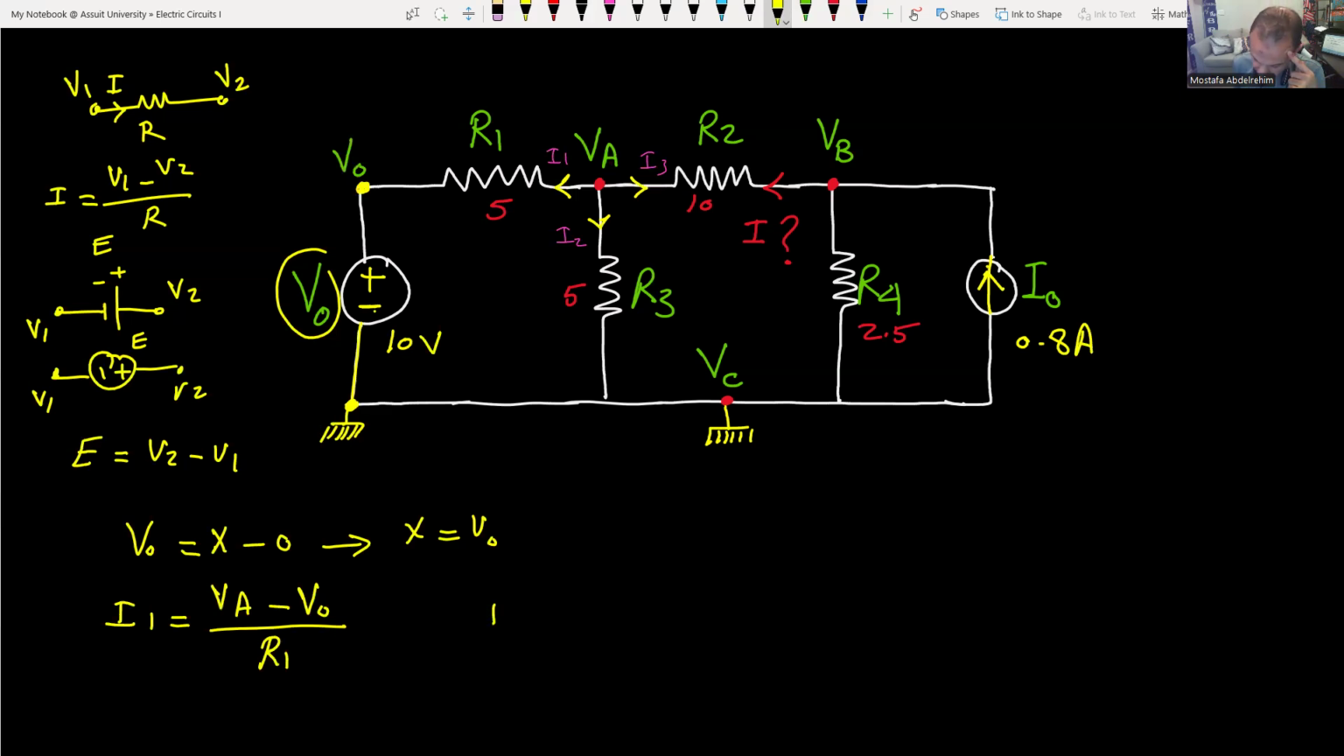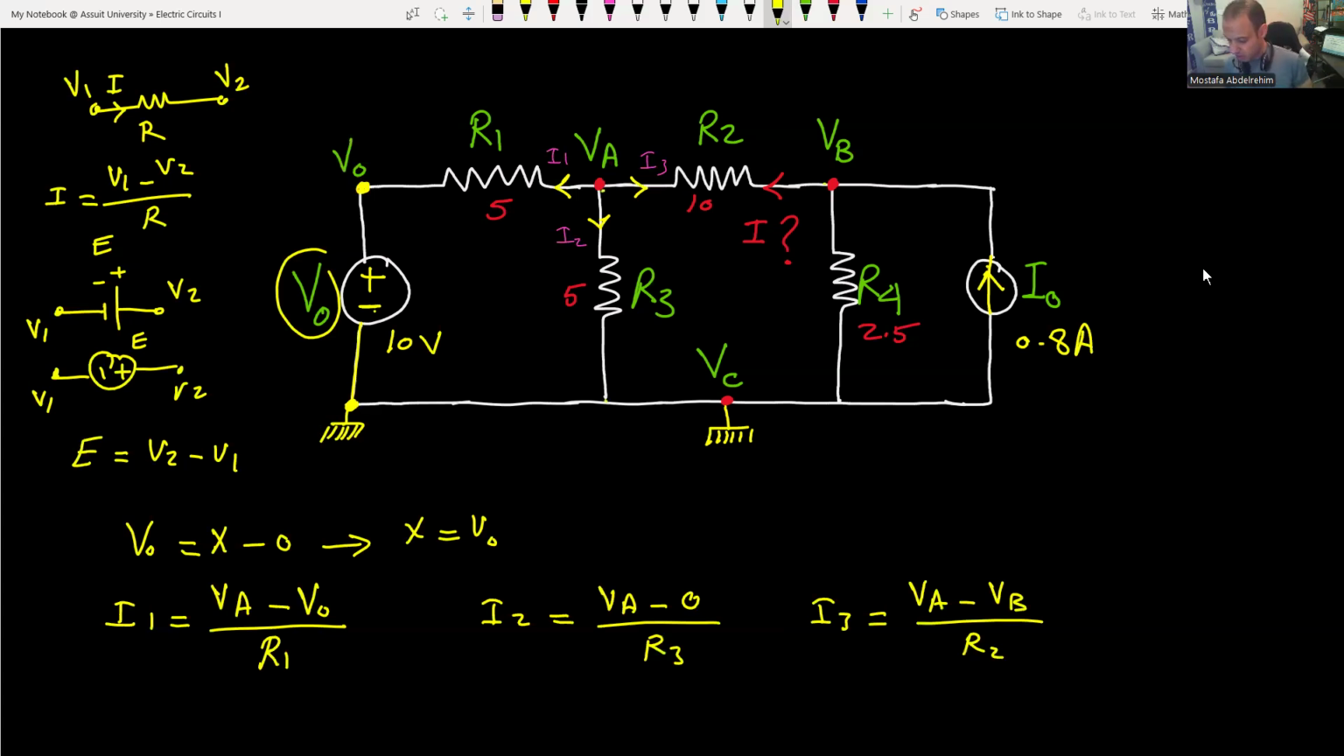How about I2? I2 is the easiest. I2 is flowing from VA to the ground. VA is unknown. The ground is 0, which is VC, divided by the resistance, which is R3. How about I3? I3 is going from VA to VB and through the resistance R2. So it's VA minus VB divided by the resistance R2, which we write as a symbol, and then we substitute later.